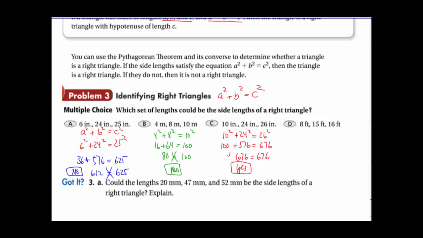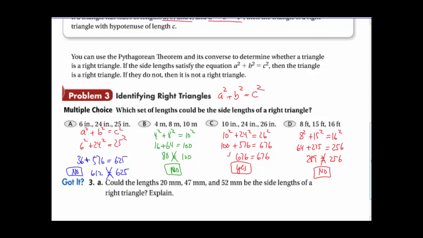And the last one, we have 8, 15, and 16. So 8 squared plus 15 squared should be equal to 16 squared. 64 plus 225 should be equal to 256. 64 plus 225 is 289. That is not equal to 256, so the answer is no. The only one that was a right triangle was 10, 24, and 26, letter C.